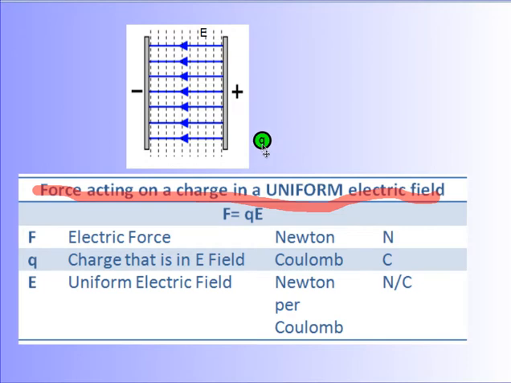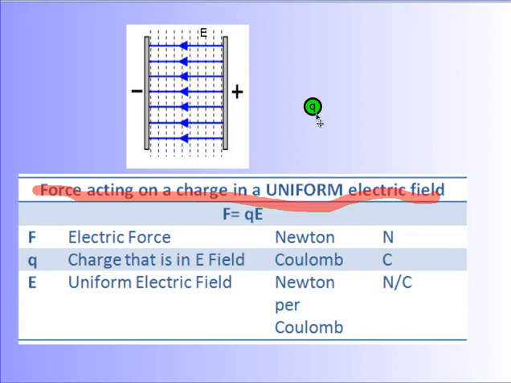But let's take my positive charge here. And this is my positive test charge. Now what's going to happen to my positive test charge if I put it near a positive plate? It's going to be pushed away. So my electric field is going to go from my positive plate to my negative plate.